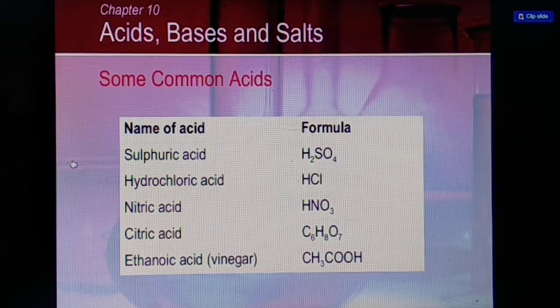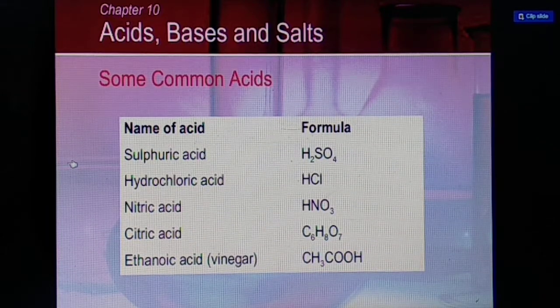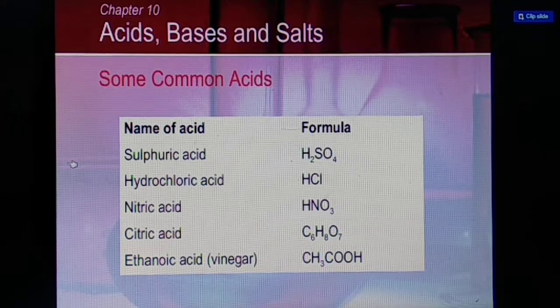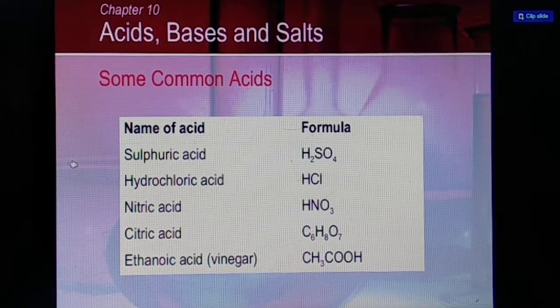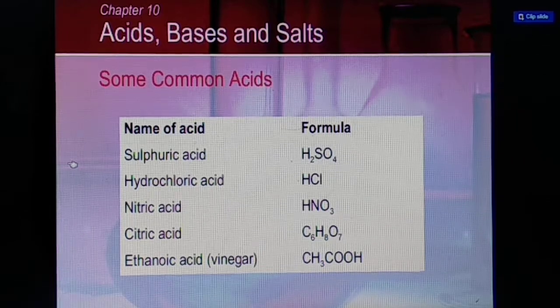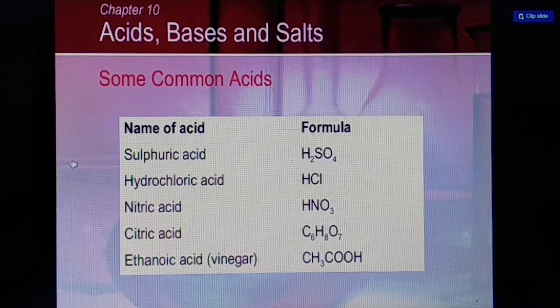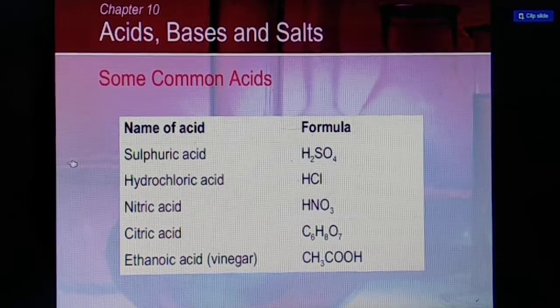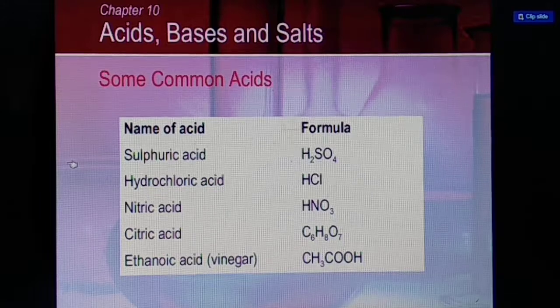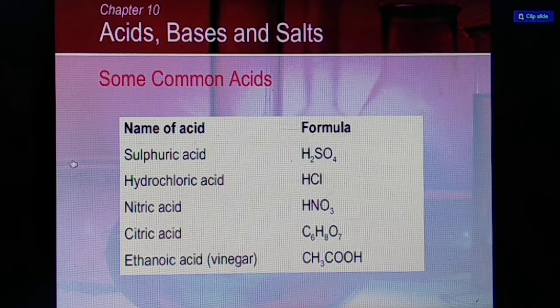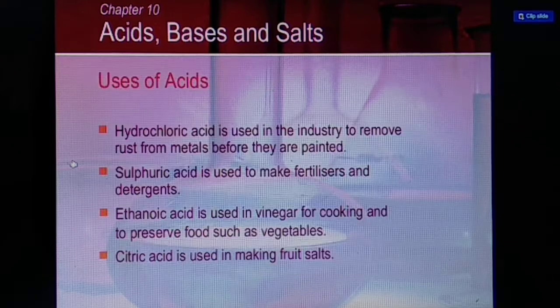Now students, some common acids: sulfuric acid H2SO4, hydrochloric acid HCl, nitric acid HNO3, citric acid C6H8O7, and ethanoic acid or vinegar, CH3COOH. Vinegar, I think students, is used in the kitchen to cook food. Vinegar is used to prepare some special food also, and its formula is CH3COOH.